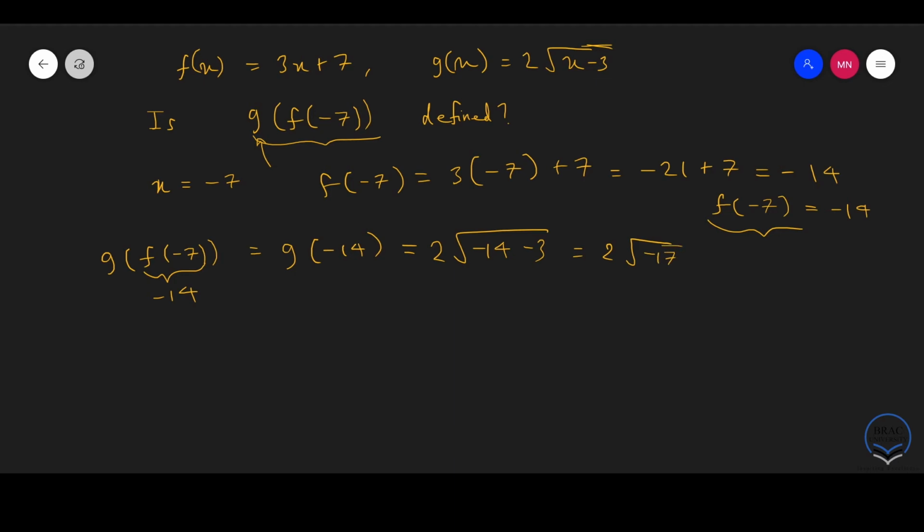Now you should have an issue with this term over here, right? We have the square root of a negative number, and if you remember from the previous class, if we take the square root of some negative number, say minus 17, then this will not be equal to a real number, right? We don't get a real number from the square root of a negative number. Instead, we get something that is complex. We get some sort of complex number that has an imaginary unit involved, right? So this is not valid, meaning we cannot have minus 14 to be in the domain of G. So minus 14 is not in the domain of G.